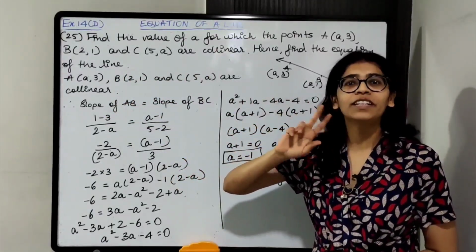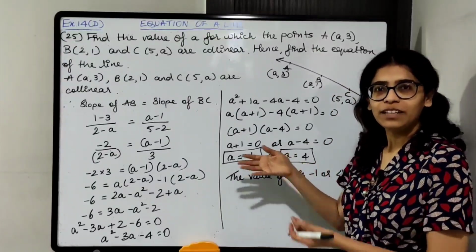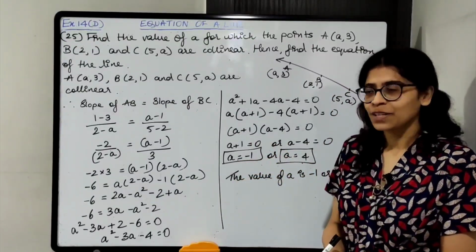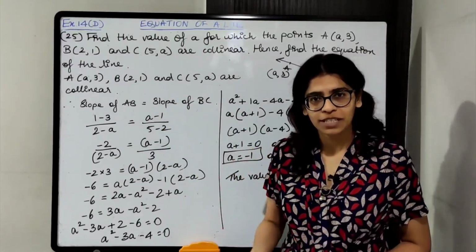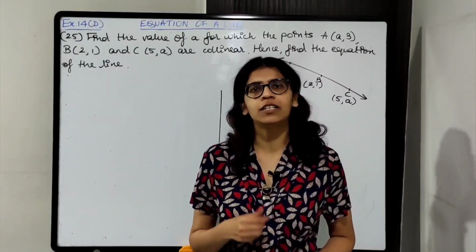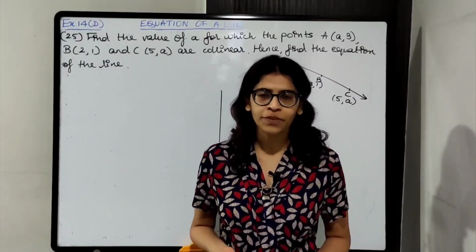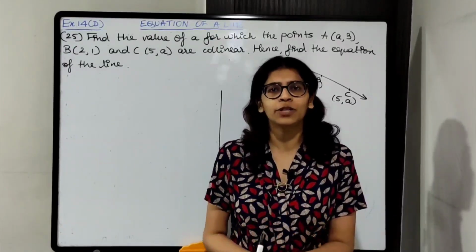You will get two different equations because the value of a will be separate. So let us find out the two equations, the two possibilities. There are two possibilities of a. One is minus 1 and the other is 4. So we'll be considering both the possibilities. We'll get two different equations.